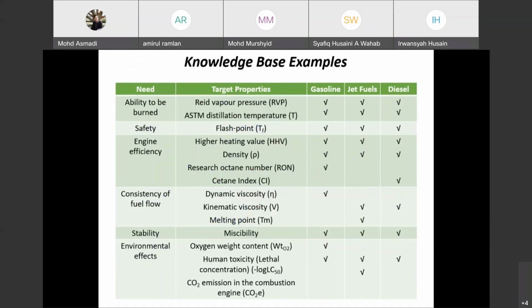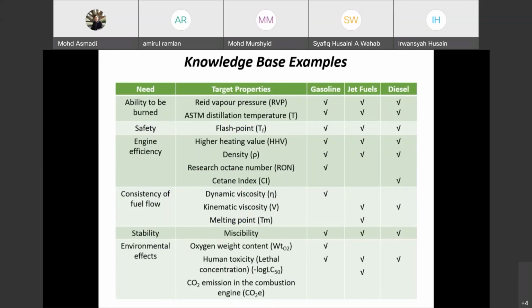What is the need? Ability to burn, or the target properties, right? ASTM distillation temperature, safety, flashpoint. This is regarding on the flammable lah. Okay, contohnya gasoline, jet fuels and diesel, right? Okay, this is to identify the characteristic of those three type of the liquid fuels lah. Gasoline, jet fuels and also the diesel.